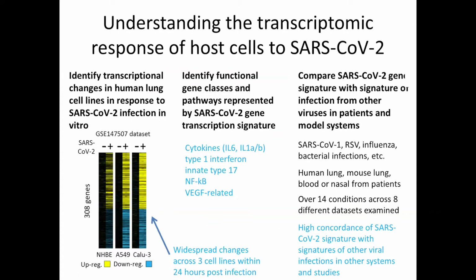So I guess I'll just end here on the summary slide. Again, we defined a transcriptional response in lung cell lines to SARS-CoV-2 infection in vitro. We looked at pathways, and a lot of interesting pathways come up. And then looking across other data sets from other viral infections, there seems to be a lot of concordance in our signature pattern versus the signatures that we see in other virus infections and other systems and studies.